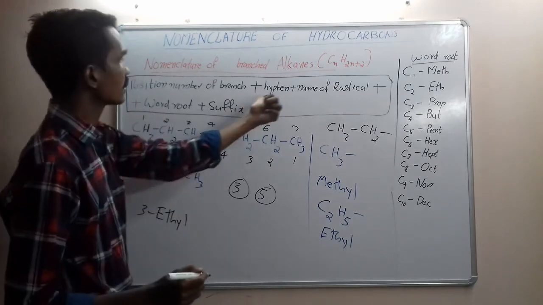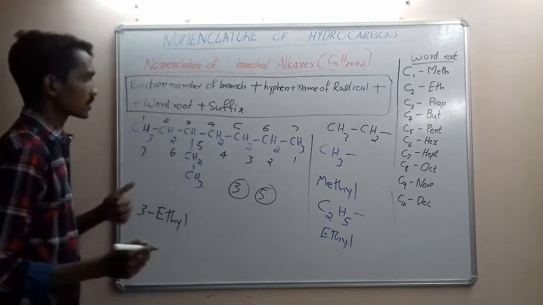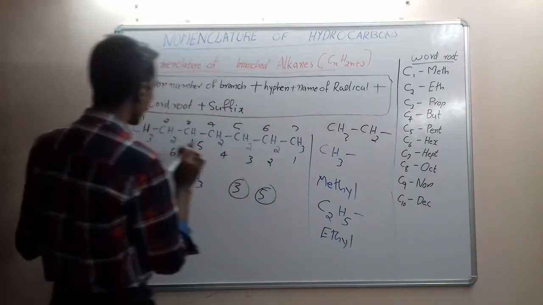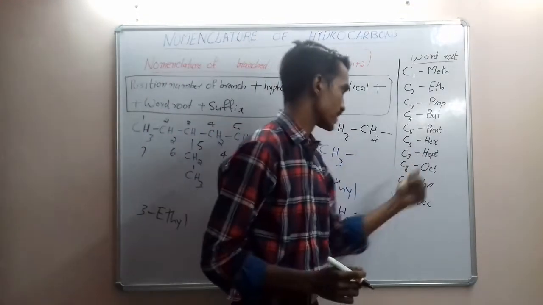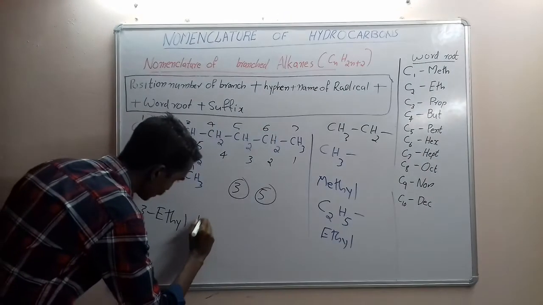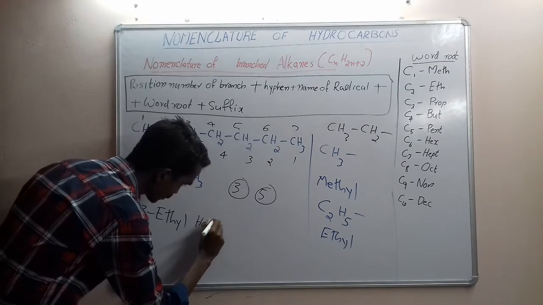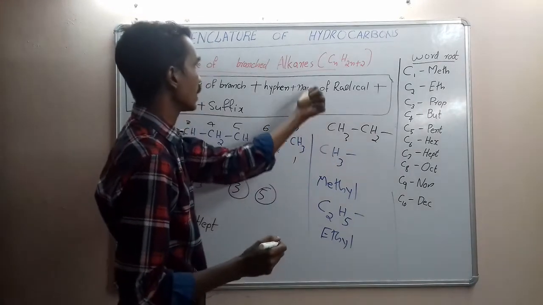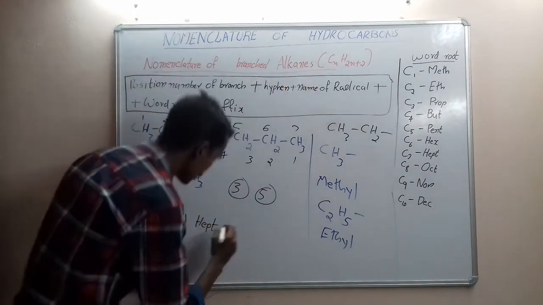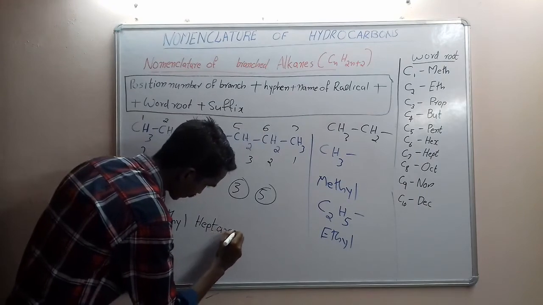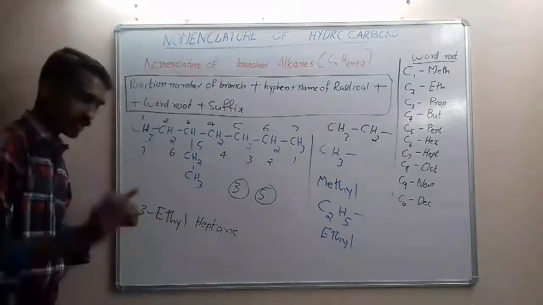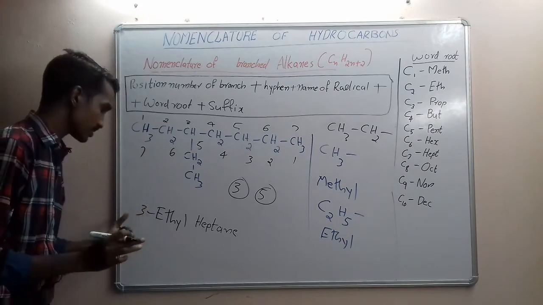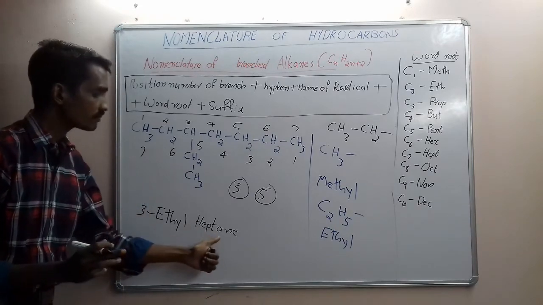Ethyl. Then the word root. The main branch is there. How many carbon atoms are there? 7. So 7 means hept. Then the suffix is alkane. So the IUPAC name of this compound is 3-ethyl heptane.